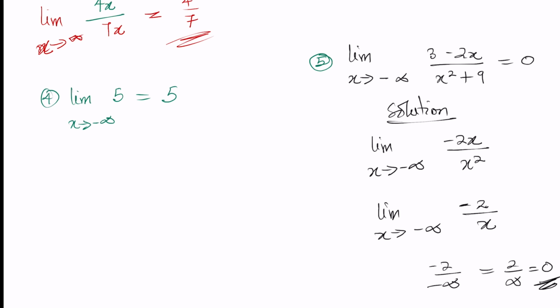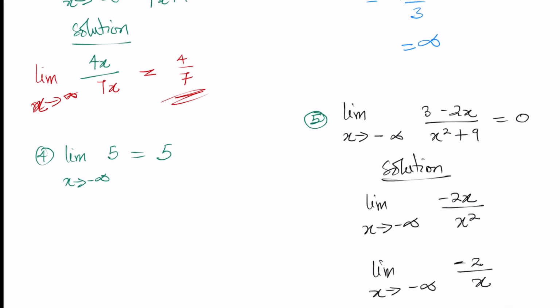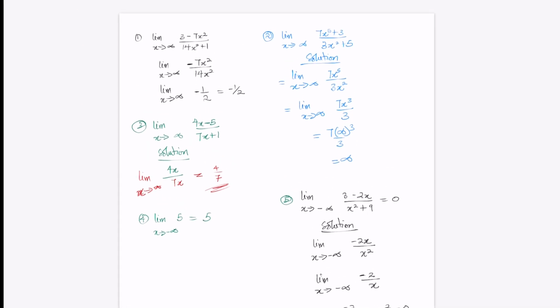Why? Because when 2 is divided by a very huge number, the answer will be very close to 0. Think of 2 apples divided among all the people in the capital of Canada, Ottawa. Each person will get a very small part of the apple, which is almost 0. So these are just a few examples of the limit as x approaches infinity.